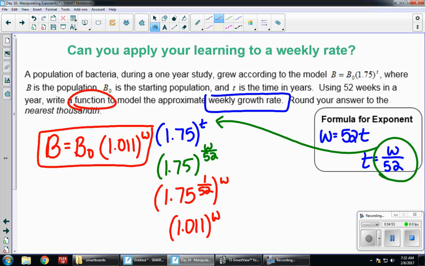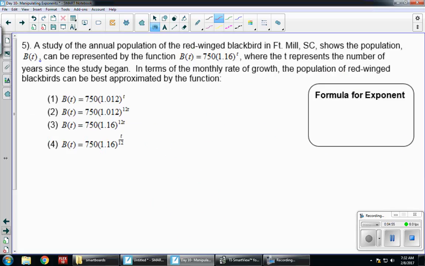All right, let's look at one more example. A study of the annual population of red-winged blackbirds in Fort Mill, South Carolina shows the population B of t can be represented by the function B of t equals 750 times 1.16 to the t power, where t represents the number of years since the study began. In terms of the monthly growth rate, the population of red-winged blackbirds can be approximated by the function, and then we have four answer choices.